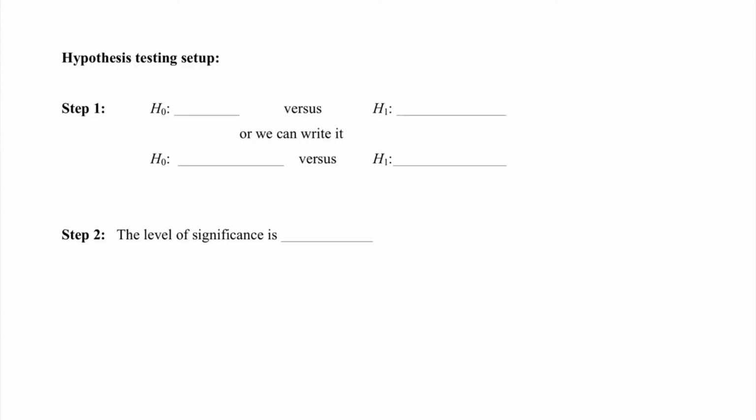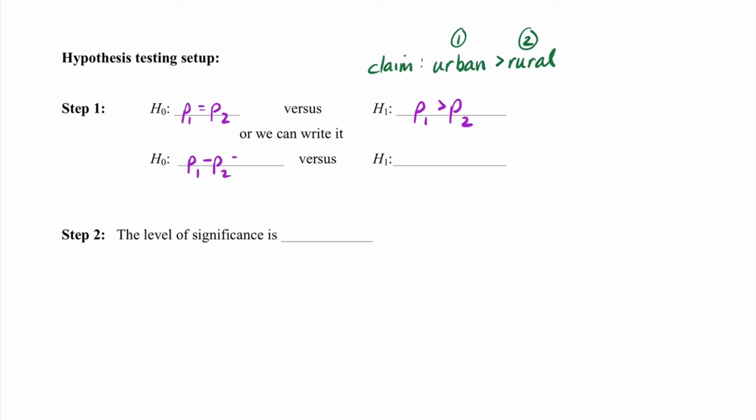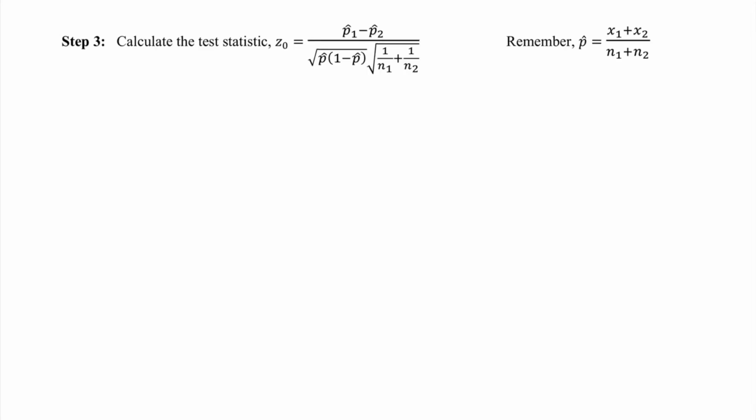Heading into our hypothesis test setup then, we've got two population proportions we're comparing, so the null hypothesis would be that P1 is equal to P2, and remember the claim is that urban is greater than rural, and we call the urban sample our sample number 1, and rural our sample number 2, so the alternative hypothesis is P1 greater than P2. We just have to be careful with how we organize this. Remember, this can also be written as our null hypothesis being P1 minus P2 is equal to 0 versus the alternative hypothesis of P1 minus P2 greater than 0. And like we've seen plenty of times, the level of significance coming from the problem would be alpha equal to 0.05.